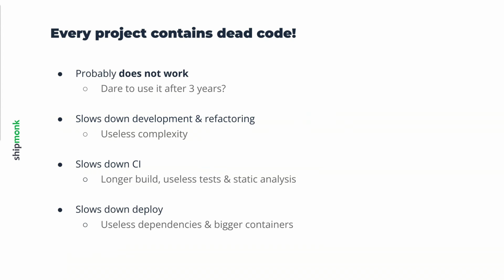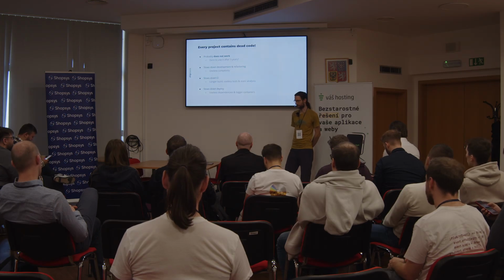So every project has dead code, even yours, even yours, even yours. Everybody here has some dead code in their projects. And the problem is that it slows down everything. It slows down development, it slows down CI, it slows down practically everything. But the problem is how to detect the dead code. How do you know that the code is actually never used?